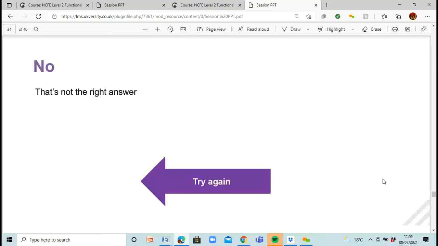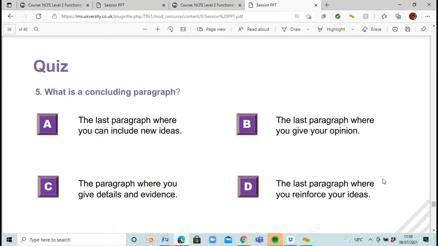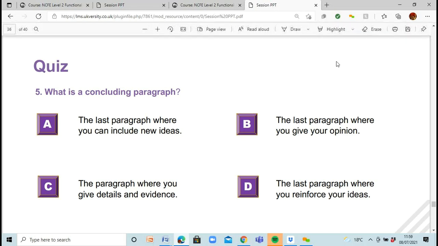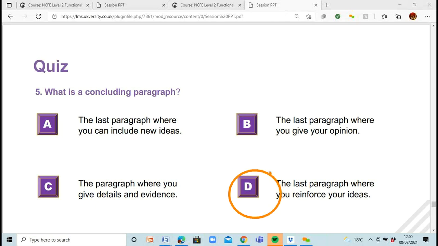And then the last question. What is a concluding paragraph? It's the last paragraph where you can include new ideas, the last paragraph where you give your opinion, the paragraph where you give details and evidence, or the last paragraph where you reinforce your ideas. So a concluding paragraph is where you reinforce the ideas you were talking about.